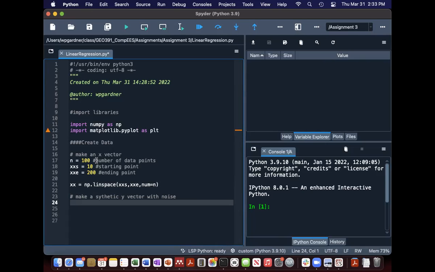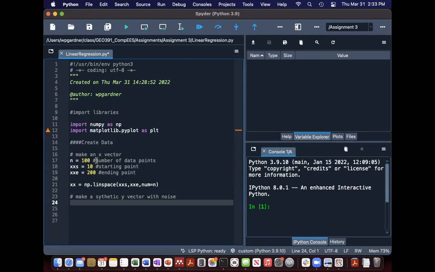All right, so this is a really common thing to do anytime you're computing: make some synthetic data. And the nice thing about making synthetic data is that you know what the true data is. You add some random error to it, and you can see how that error affects your calculations.